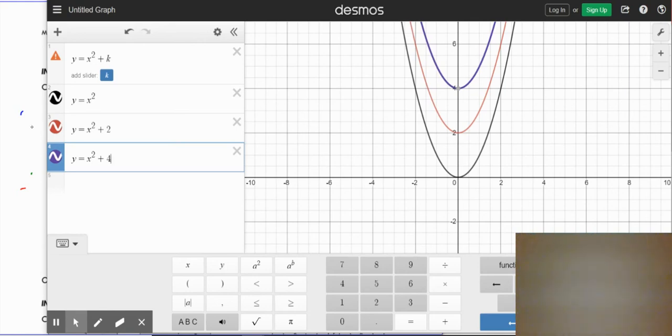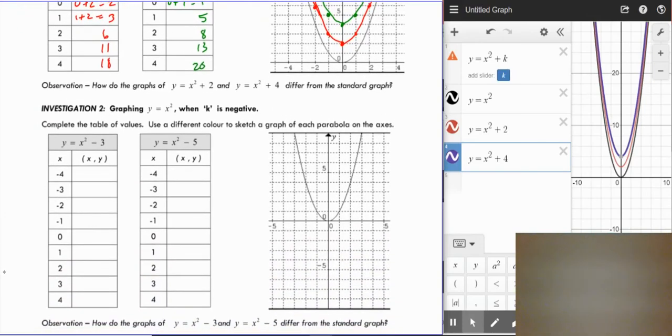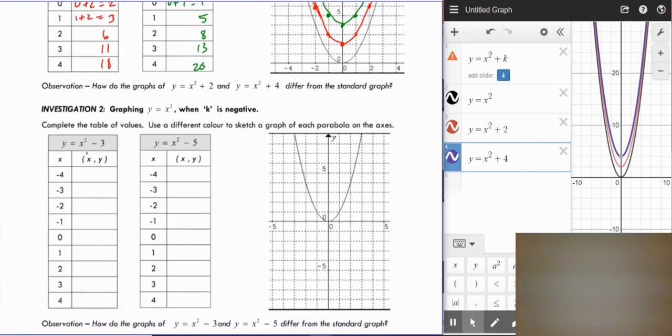Well, we've moved up 2 grid lines and 4 grid lines, but the rest of the shape is the same because the a value is still 1, and this is 1, and this is 1, and this is 1. The only thing that's changed is we moved our y-intercept up, and our vertex also moves. So it's our vertex that has moved up 2 units. Let's take a look at when this changes to a negative number.